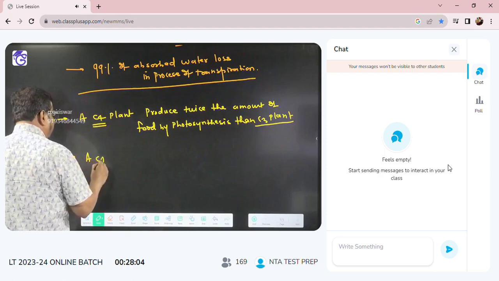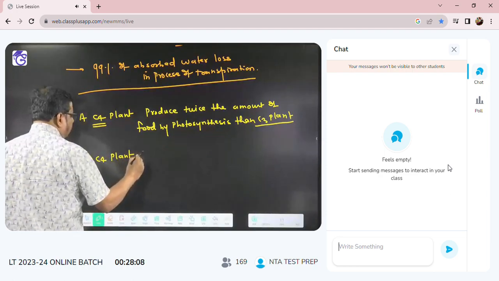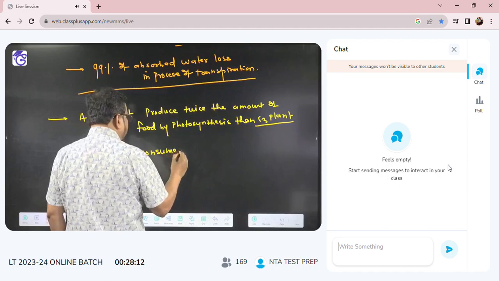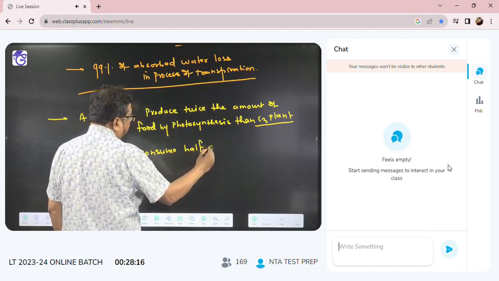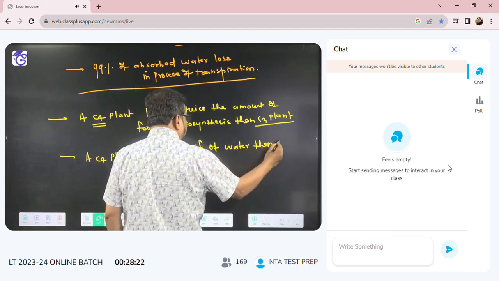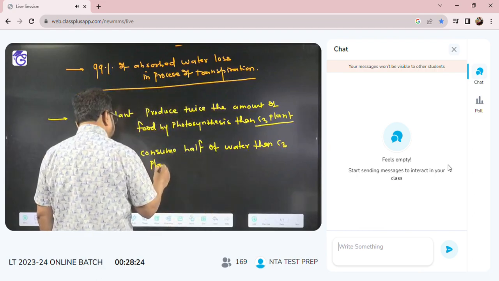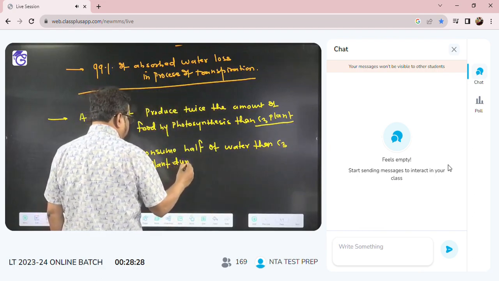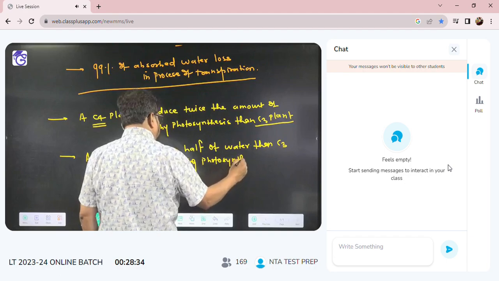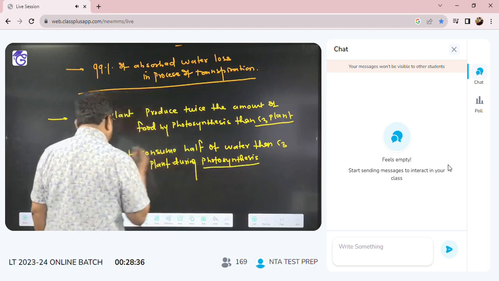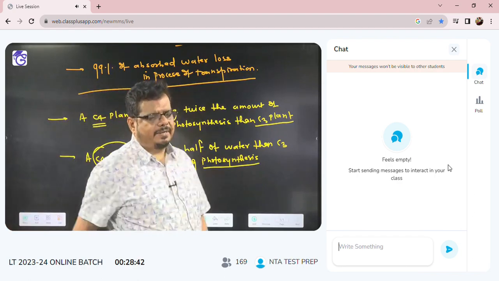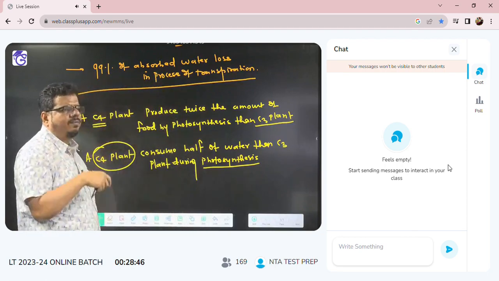And a C4 plant consumes half of the water than a C3 plant during photosynthesis. Meaning who is more efficient? C4 plant is more efficient. Why is it more efficient? It is doing double productivity and requiring half of the water.